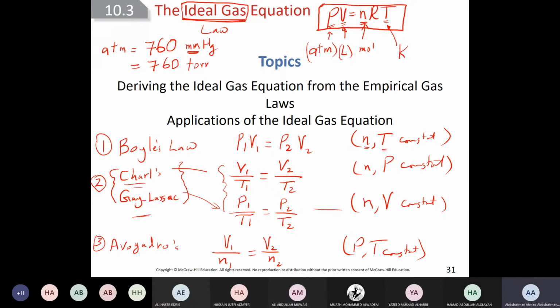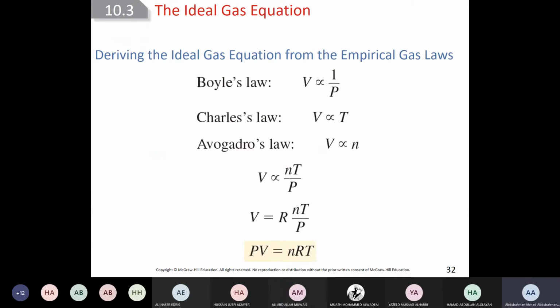Good. And we reach the ideal gas law. I also gave you this information and I will repeat it one more time. What's the meaning of STP? Standard temperature and pressure. What's the standard temperature and pressure? 0 degrees Celsius and 1 atmosphere, the pressure.